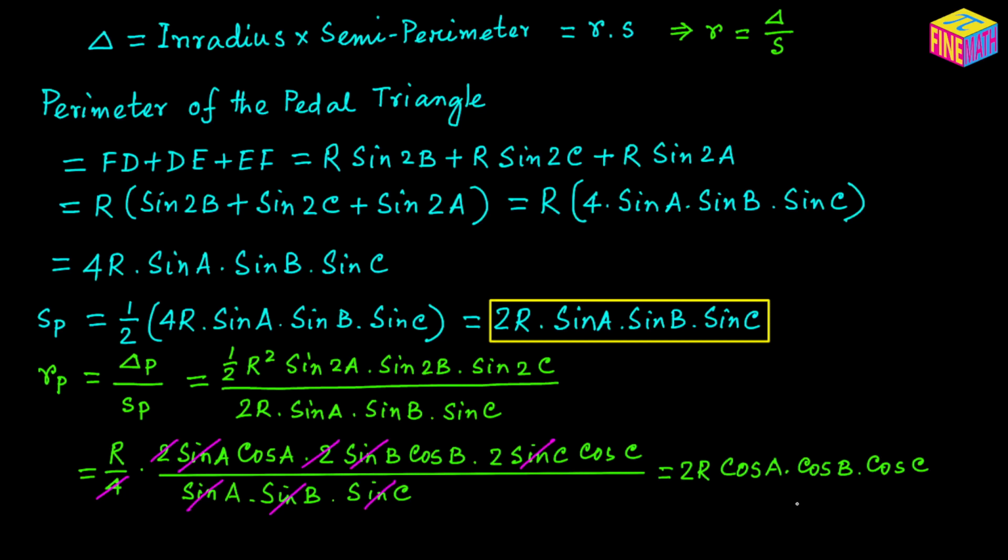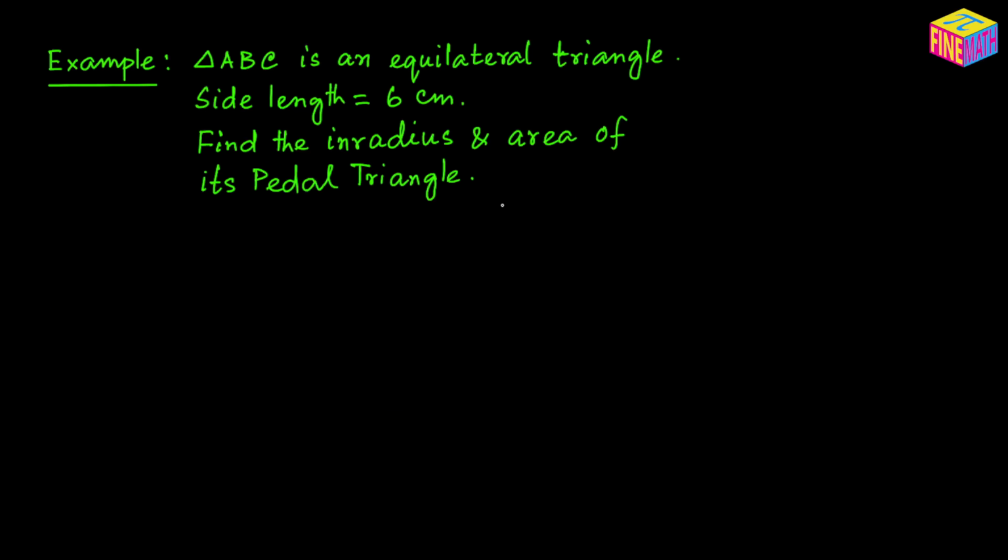And here again you see everything is expressed in terms of the original triangle. Here we have the circumradius of the original triangle and the 3 interior angles of the original triangle. So if we know some information about the original triangle, we should be able to calculate the inradius of the pedal triangle. So we have been able to calculate the area of the pedal triangle and the inradius of the pedal triangle. Next we are going to take an example. Let's suppose we have an example like this. ABC is an equilateral triangle.